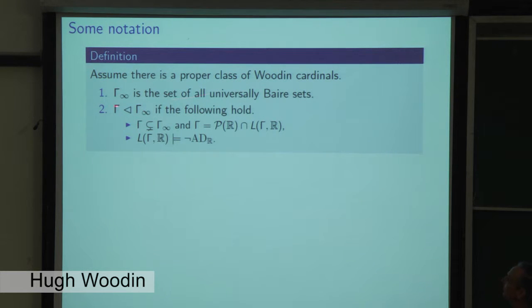Proper class of Woodins, gamma infinity will always denote all of the universally bare sets. We're going to look at proper initial segments of the universally bare sets. They're going to be closed in this sense, and will require that they're not a model of AD_R. So these are AD plus models of not AD_R, so they have a largest Suslin cardinal. They could be of the form L(A, R), or gamma could be closed under sharps. Gamma could be very highly closed, but we're requiring that there be a largest Suslin cardinal.